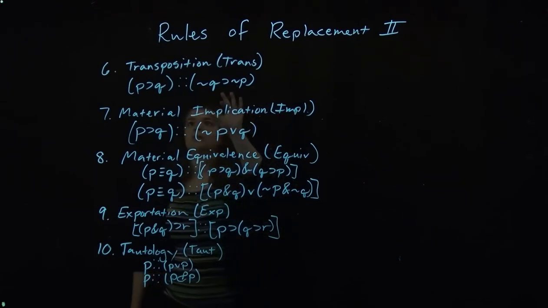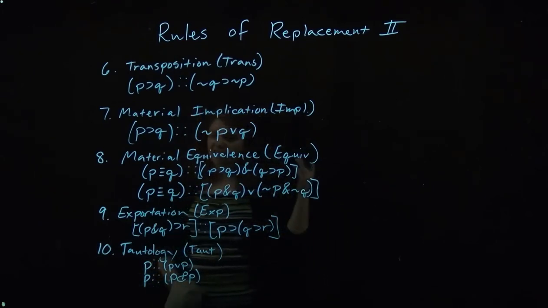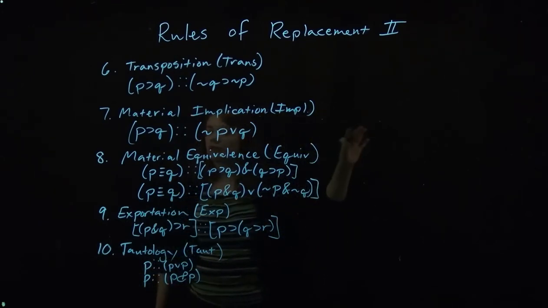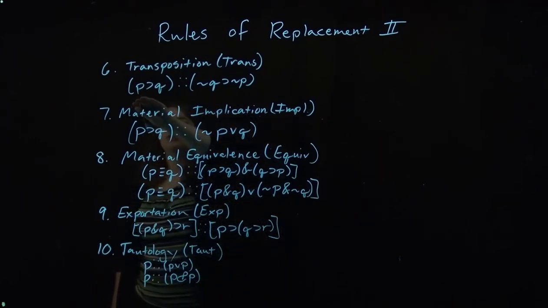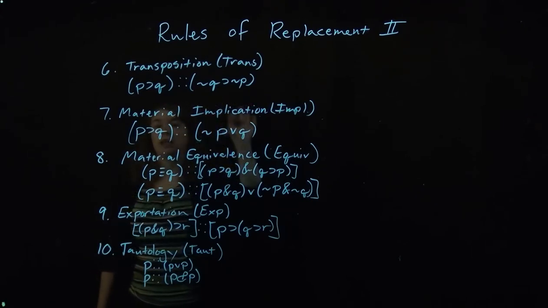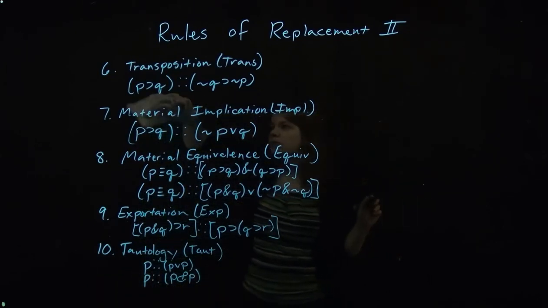So let's begin with transposition. Now transposition basically states, it's kind of easy to see, and if you did a truth table you could demonstrate this, that if you have a conditional statement, then an equivalent to that would be another conditional statement, but with the antecedent and the consequent flipped, and them both negated. Okay, so that's pretty much what is demonstrated here.